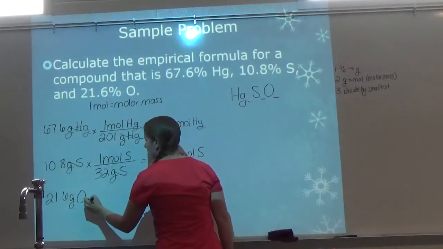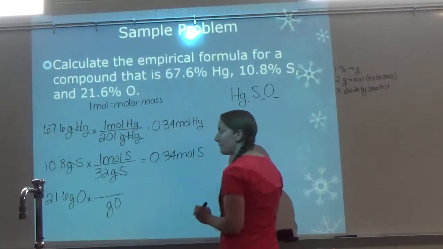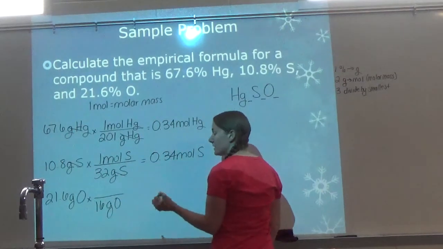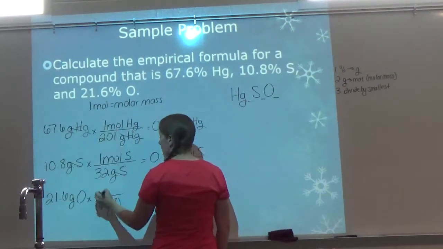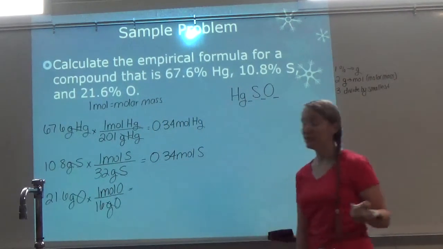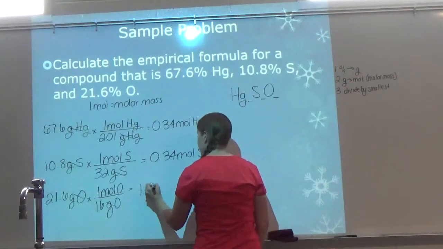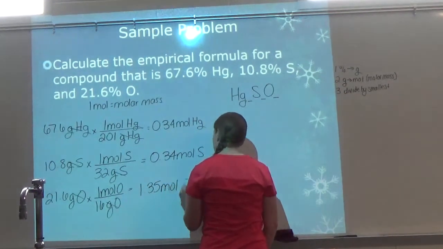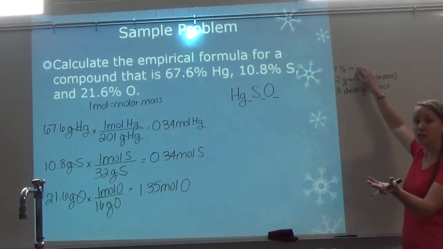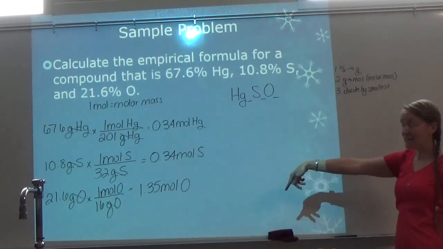All right, and so then last one I do oxygen. So grams of oxygen is on top, so grams of oxygen goes on bottom. How many grams? Well, oxygen's about 16 on the periodic table in its mass, and 16 equals 1 mole. So grams cancel, I'm left with moles, and I get about 1.35. All right, so we successfully changed percent to grams by just changing the percent sign to a gram, and we converted grams to moles using our molar masses.